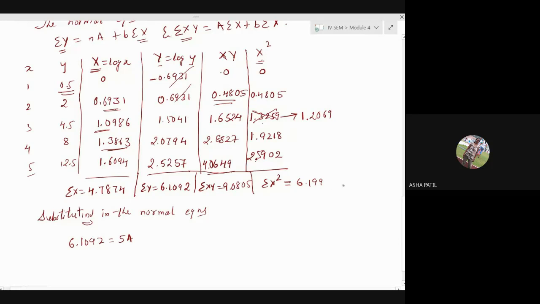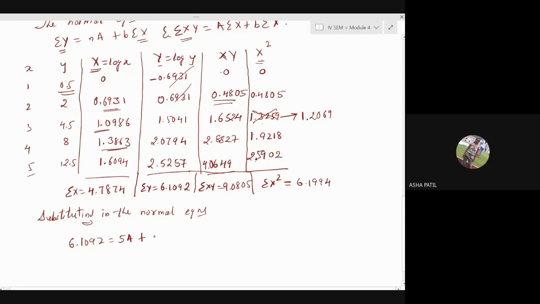Especially in these exponential curves, see that you round off correctly. A very small difference, even in the fourth decimal place, makes a lot of difference in your answer, because later you'll be taking e power, and there the value changes a lot. So write correctly.